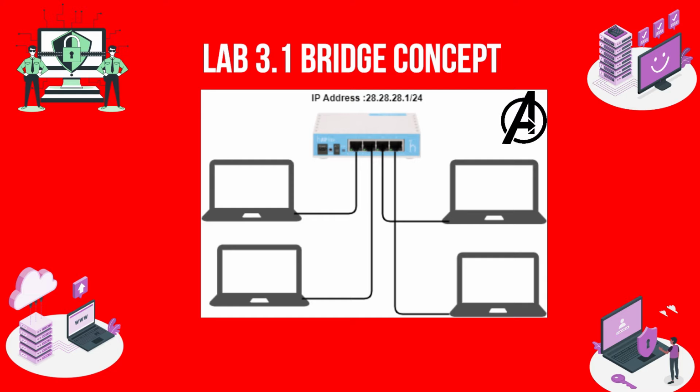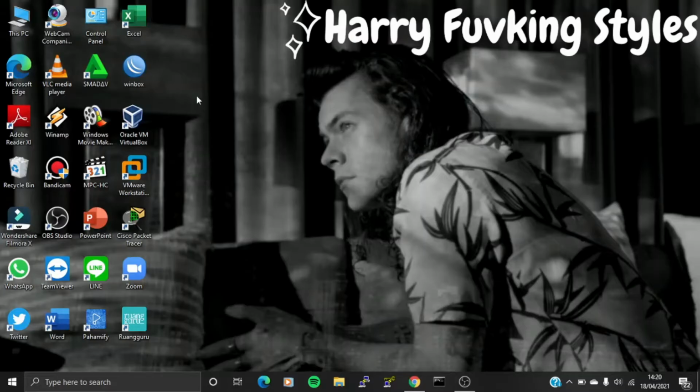Okay, so in here, I'm going to use this topology. Router has IP address 28.28.28.1 with /24. And also in here, I'm going to use 4 clients. Client 1 connected with Ether 1, client 2 connected with Ether 2, client 3 connected with Ether 3, and last client 4 connected with Ether 4. But because in the real device I only have one laptop, I will move the LAN cable to another port.